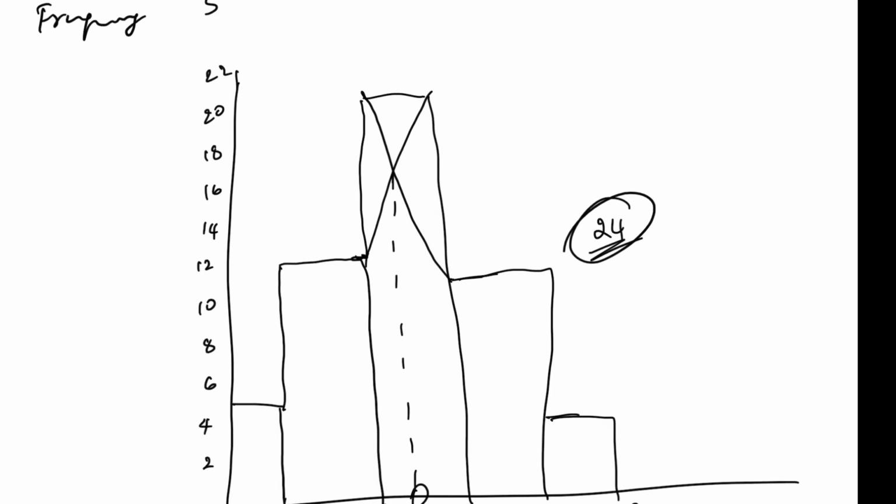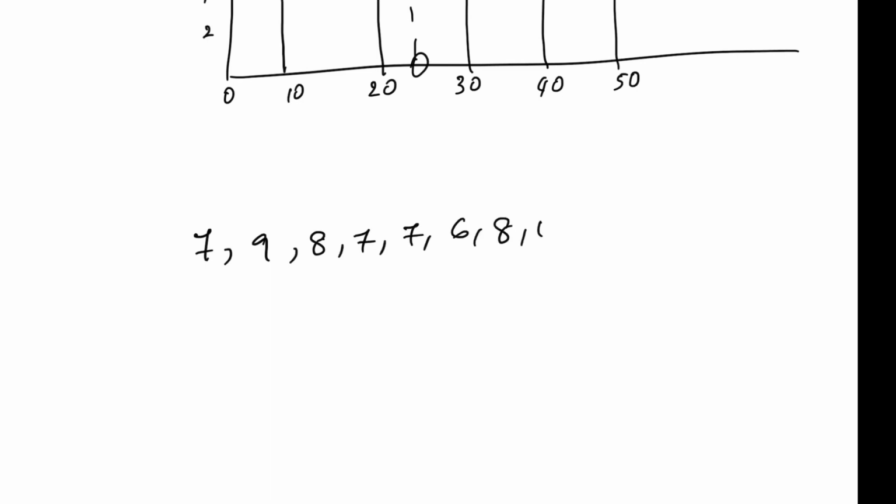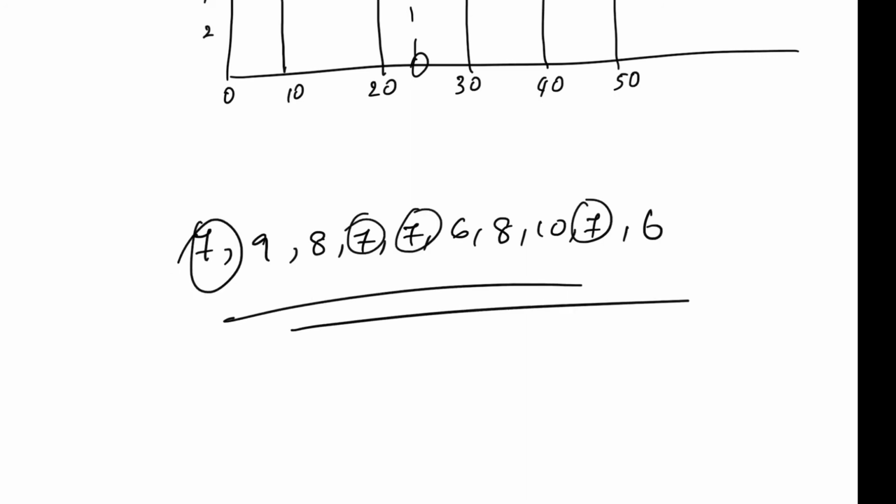If it's raw data, you just have to check how many times each value is repeated. The maximum number repeated will be the mode. For example, if I take raw data like this: 7, 6, 8, 10, 7, 6. 7 is repeated the maximum number of times, so that will be my mode. Hope it's clear, children. So with this we will be ending our portions for this year. Thank you, students.